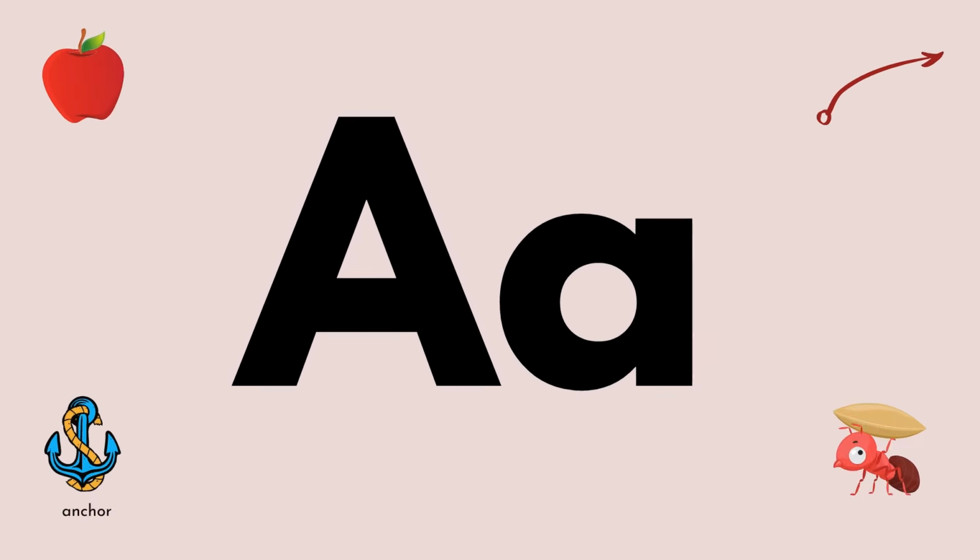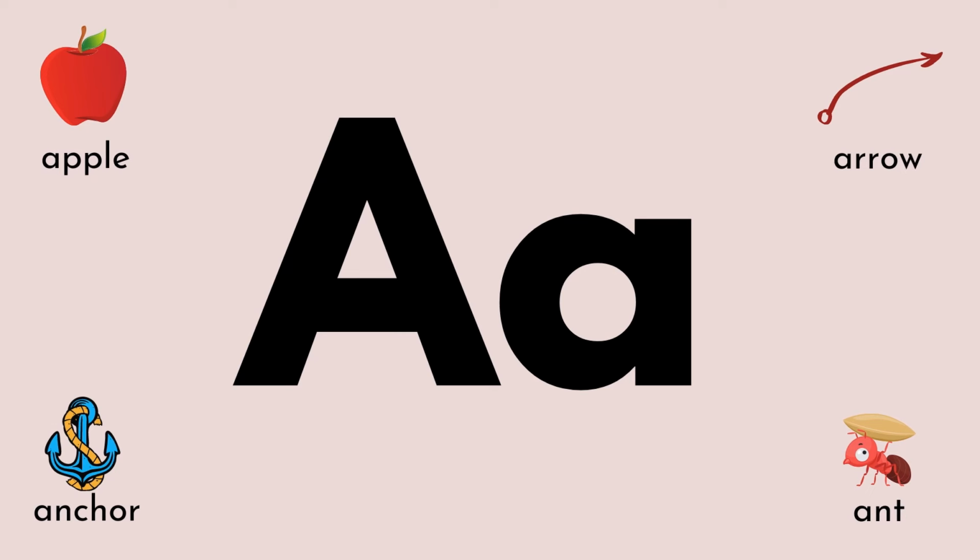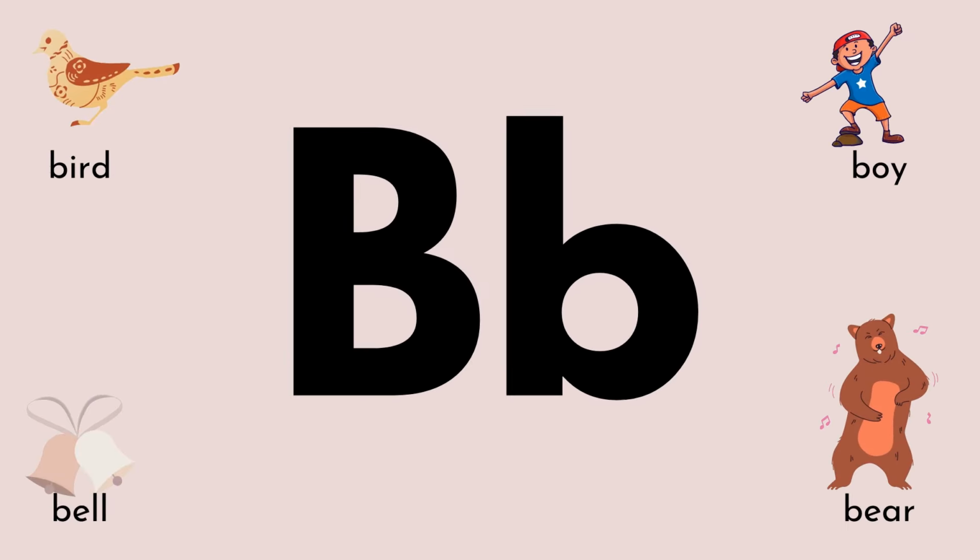Alphabets and their sounds. This is letter A. The sound is A. Say A, like for example apple, arrow, anchor, ant.